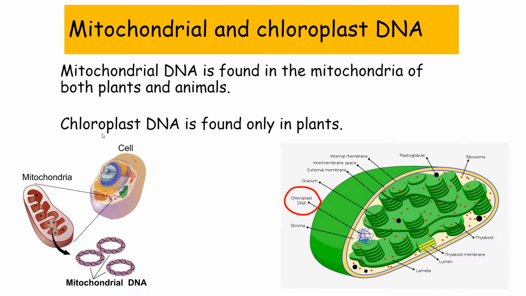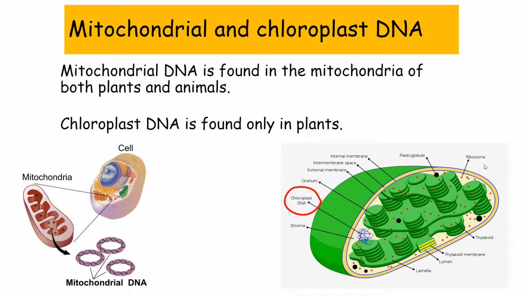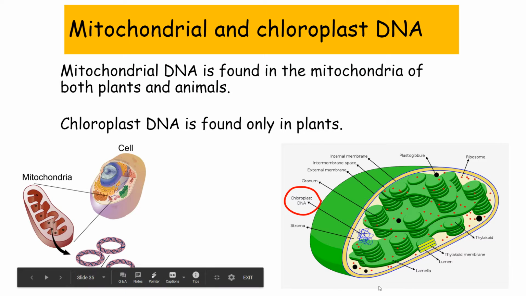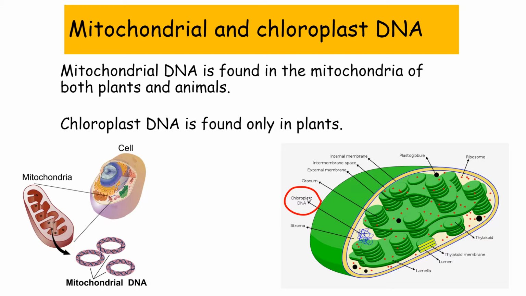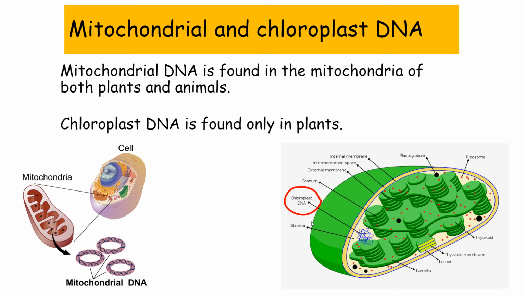In a chloroplast, which we should know is only found in plant cells, you can see that DNA can also be found in here. If we have a look at the diagram, you don't really need to know anything about any of these at the moment. All you need to see is the chloroplast DNA, which I've circled, and it's pointing to it here, okay? So you can also find some DNA in the chloroplasts of plants.